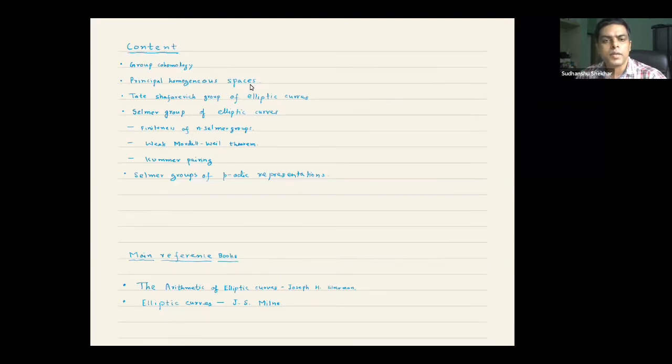And after defining these 2 objects, I will recall the definition of the Tate-Shafarevich group of elliptic curves, then Selmer groups. In the Selmer groups topic, there will be 3 subtopics mentioned here. First, the proof of finiteness of the n-Selmer group for a positive integer n, and then as a consequence, we'll get the weak Mordell-Weil theorem. I'll also briefly sketch or discuss the Kummer pairing for elliptic curves.